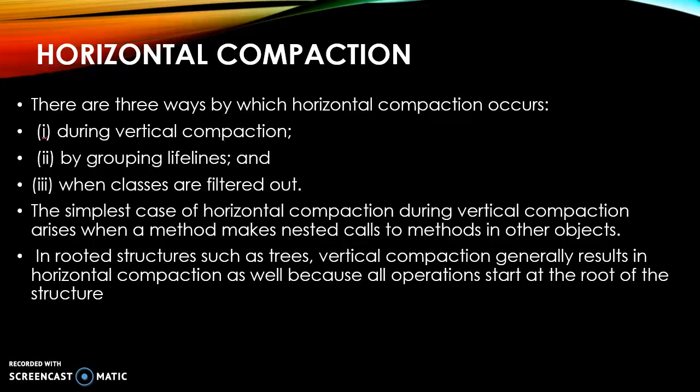It arises when a method makes nested calls to methods in other objects. In rooted structures such as trees, vertical compaction generally results in a horizontal compaction as well, because all operations start at the root of the structure.